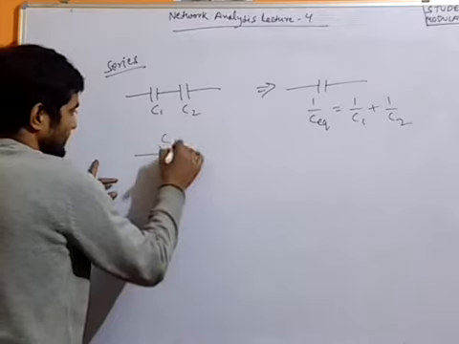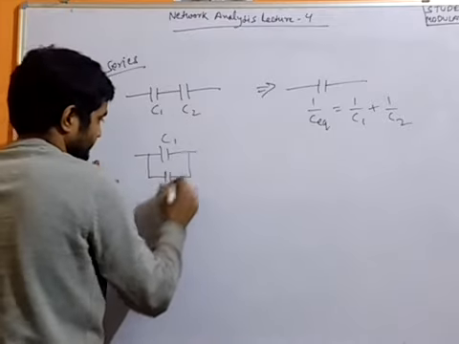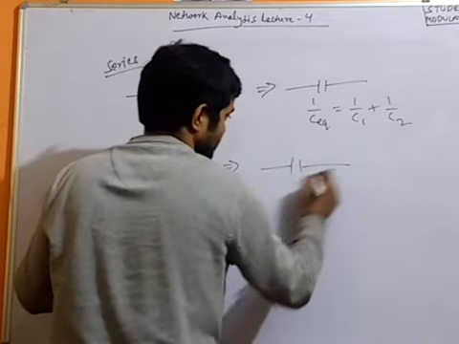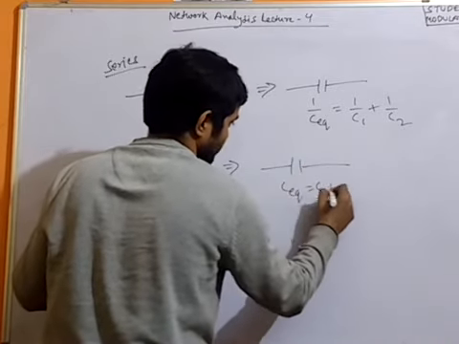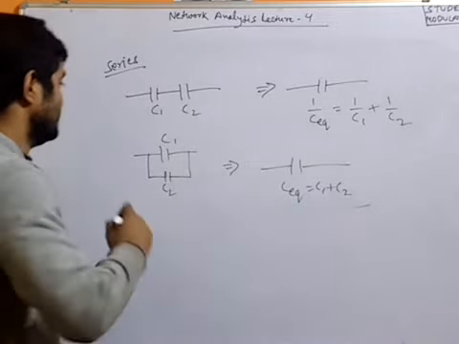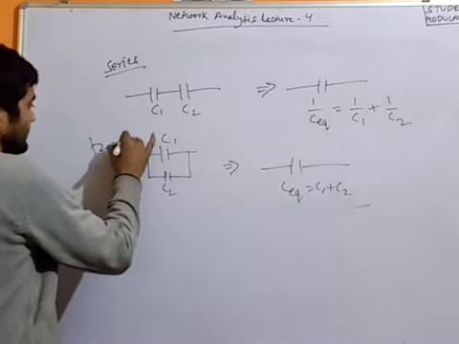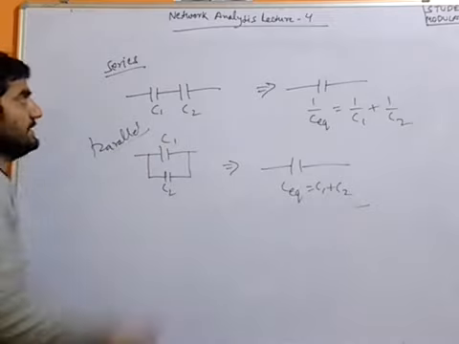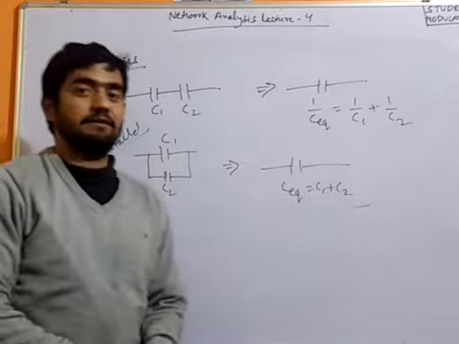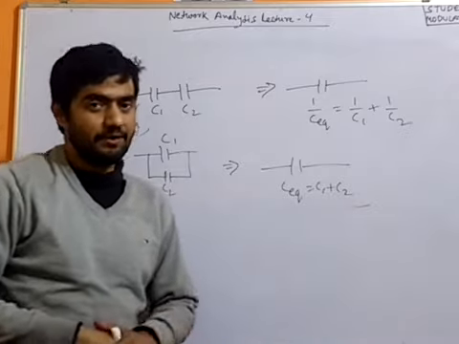And if we connect two capacitors in parallel, then the overall capacitance value will be the summation of the two, that is C equivalent equals C1 plus C2. So this is the parallel connection and this is the series connection. So that's all about the capacitance topic, which is important from the GATE exam point of view.